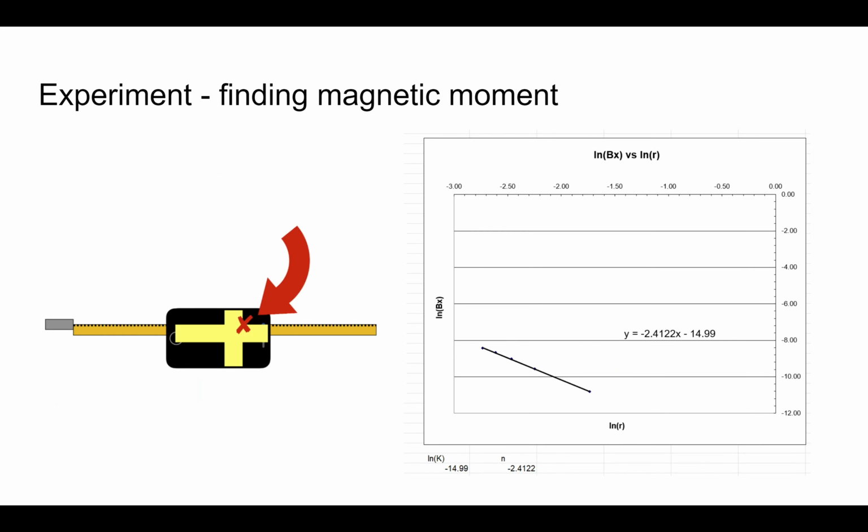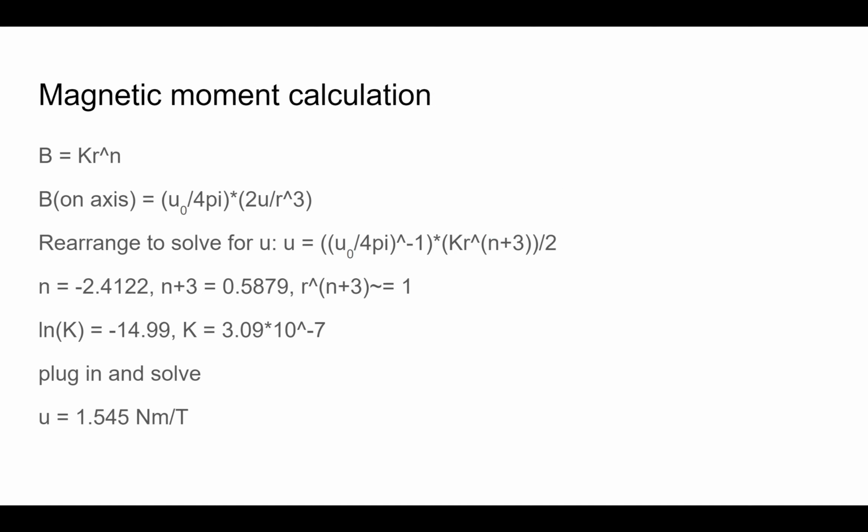So for the experiment, the first part was just to move it along the ruler and put in some distance and B field values to produce the graph on the right, as well as the natural log K and N values. And then you can use those values to calculate mu, right? So using those two equations that we saw earlier, the on-axis equation as well as the bar magnet equation, you can produce a mu of 1.545 newton meters per Tesla.